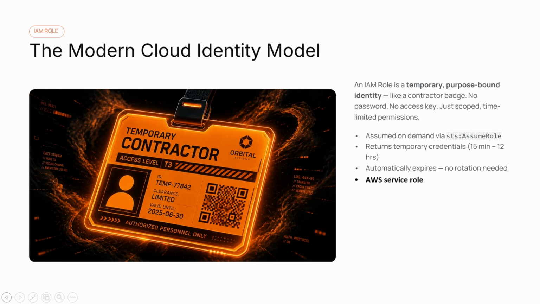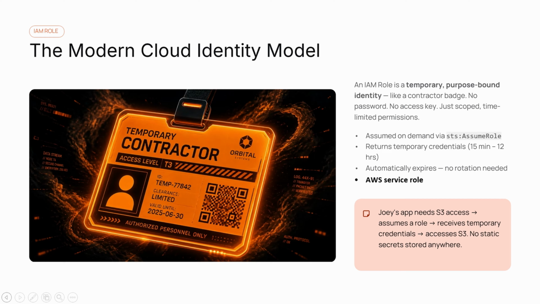When Joey's application needs to access an S3 bucket, it doesn't store permanent credentials. Instead, it calls AWS Security Token Service to assume a role. AWS returns temporary credentials that remain valid only for a limited period. Once they expire, they are no longer usable. This approach greatly reduces the risk of leaked secrets while making credential management much simpler. That's why IAM roles have become the preferred identity model for both AWS services and modern cloud applications.